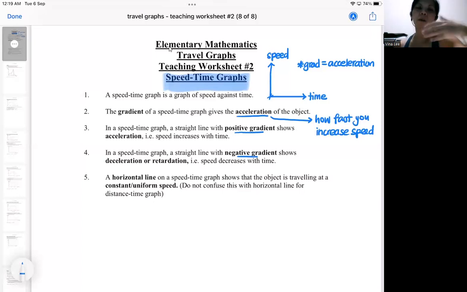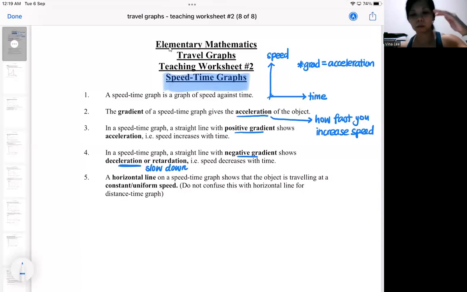But at the point where I'm going to stop, I have to decrease my speed slowly. If there is a negative gradient, it's actually called deceleration. That means it's how fast you slow down. You can imagine, for example, if your parents are driving and have to stop abruptly, then the slowdown is very abrupt. That means the deceleration is very steep.